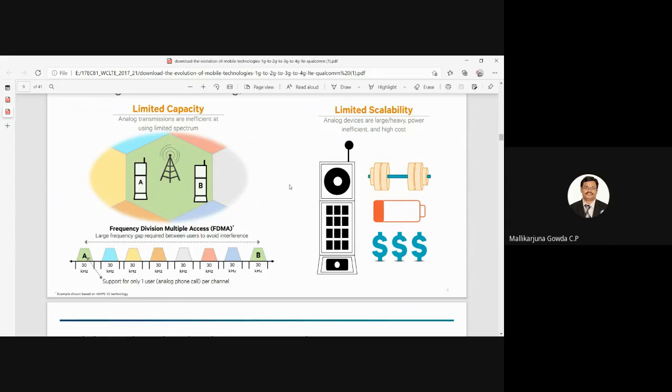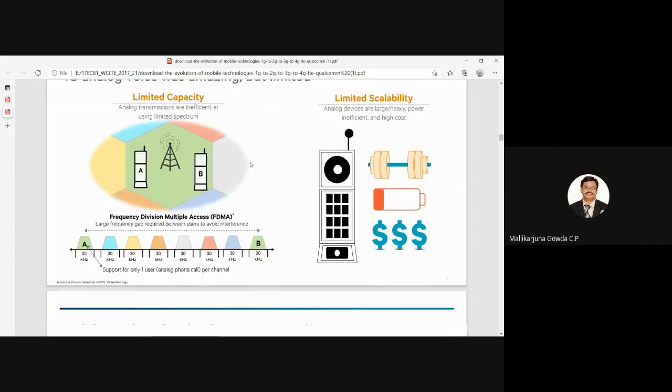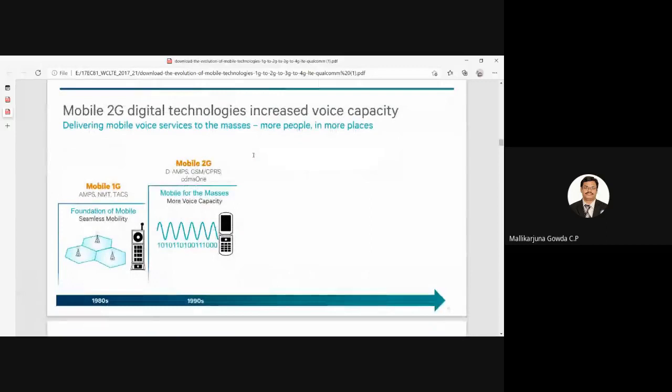What I wanted to convey with 1G is that it is limited in scalability. It uses analog devices that are larger in size and require more power, which is inefficient, and the cost is also more. That is why people have gone to the next level. I will take up 2G, 3G, and 4G in the next class.